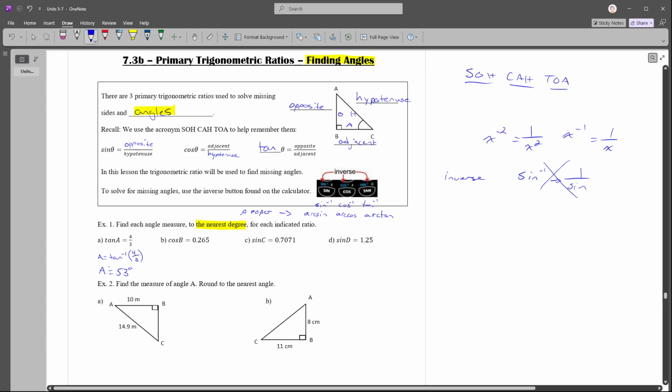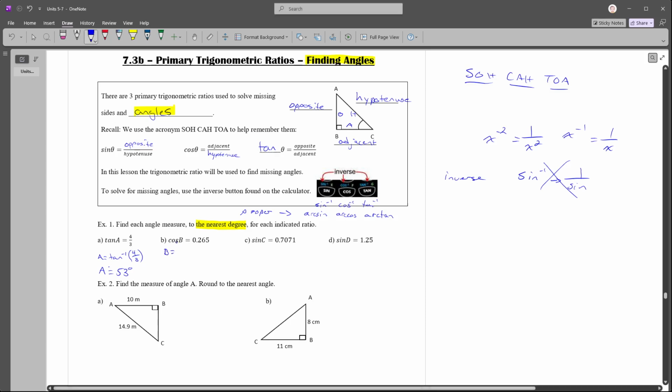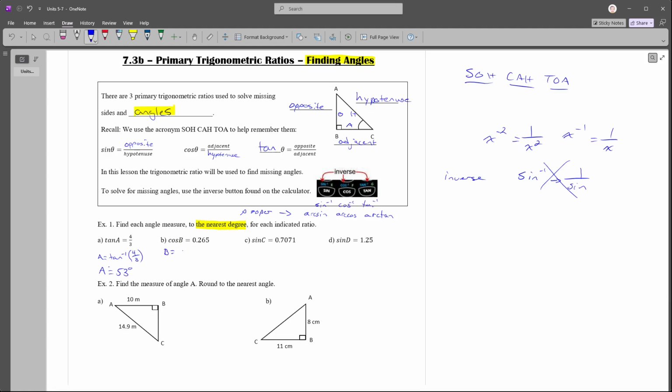Okay, so we're going to continue now. In this next one, it's the same process. We're going to take the angle. So the angle we're looking for is B. B is going to be equal to the inverse of our trig ratio here. So cos inverse of 0.265. Now, when you plug that in, you should end up with an angle of approximately 75 degrees. Now we go to the next one. Same idea. This one's a sine. So we have C is equal to sine inverse of 0.7071. And you get a value of C is equal to approximately 45 degrees.